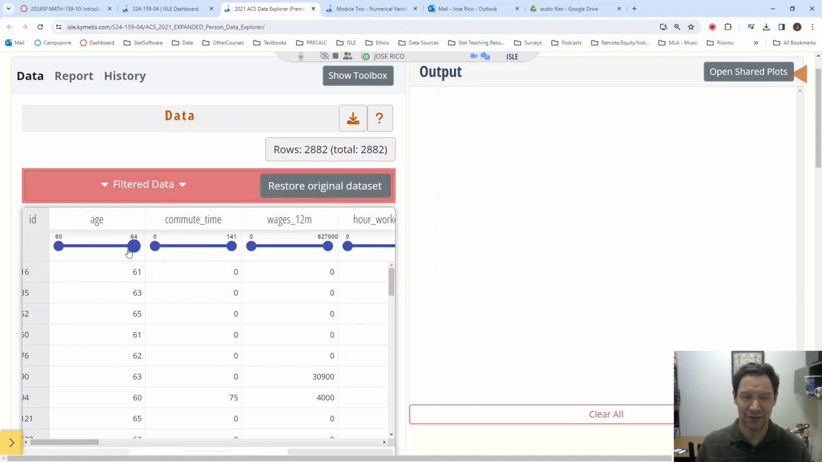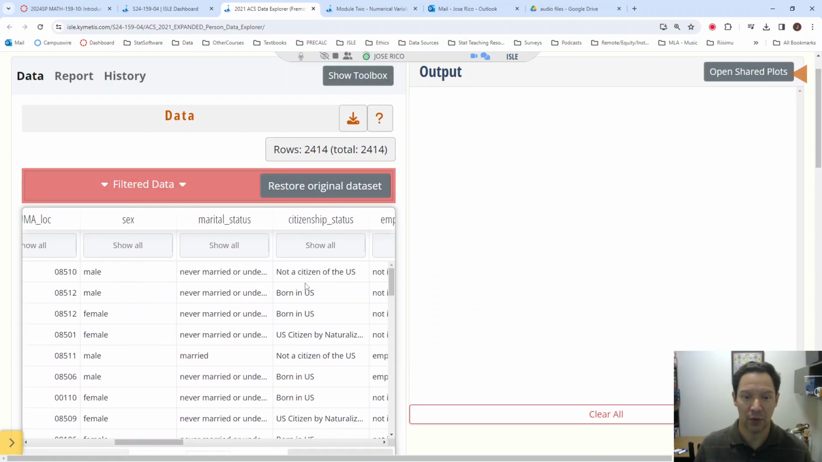Actually, I'm going to change this for today. We're going to go to 64. I just want to see what's 60 to 64. So I'll change the prompt at 60 to 64. We're going to look at people who are employed.